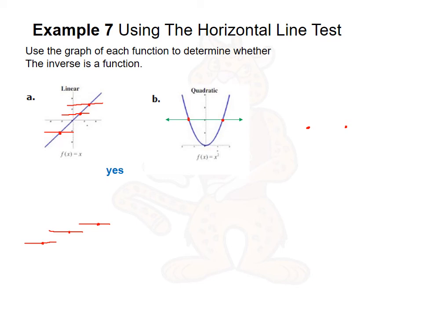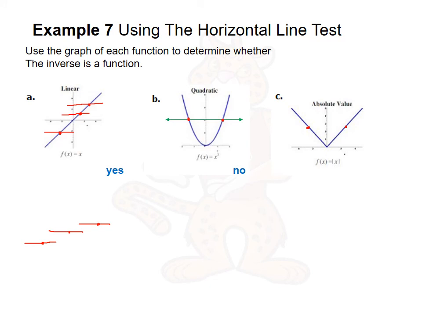So because the graph is intersected by a horizontal line in more than one point, the graph of a quadratic function has an inverse, but the inverse will not be a function. Let's see another example. This is the graph of the absolute value function.